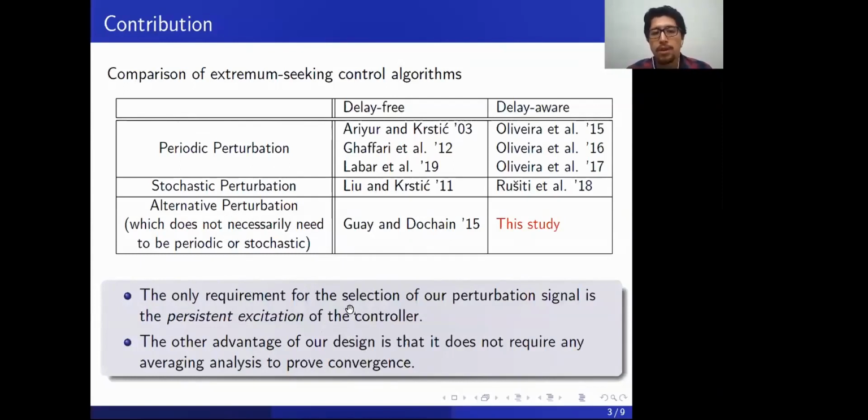The only requirement for the selection of our perturbation signal is the persistent excitation of the controller. Moreover, the other advantage of our design is that it doesn't require any averaging analysis to prove convergence.